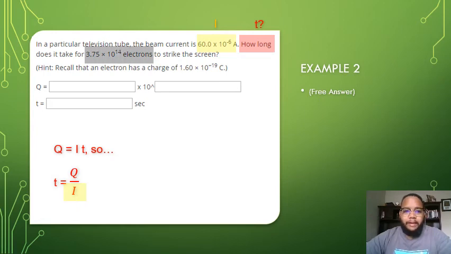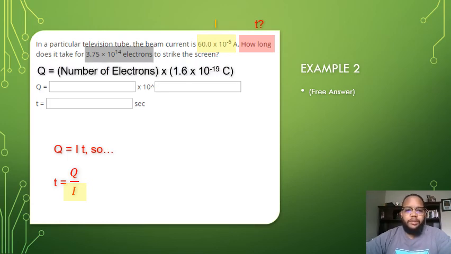The 3.75 times 10 to the 14 electrons, that is not Q, but it gives us Q. Remember, each electron has a charge of 1.6 times 10 to the negative 19 coulombs. What does that mean for us? It means that Q is going to be equal to the number of electrons that they gave us times 1.6 times 10 to the negative 19 coulombs. So if you do 3.75 times 10 to the 14 multiplied by 1.6 times 10 to the negative 19, you get 6 times 10 to the negative 5. So that's how you're going to input that answer.